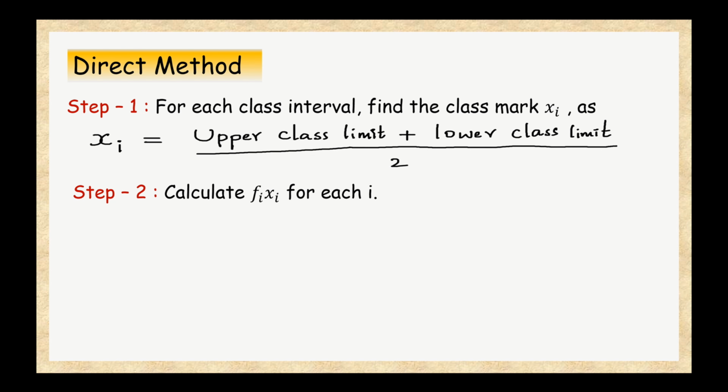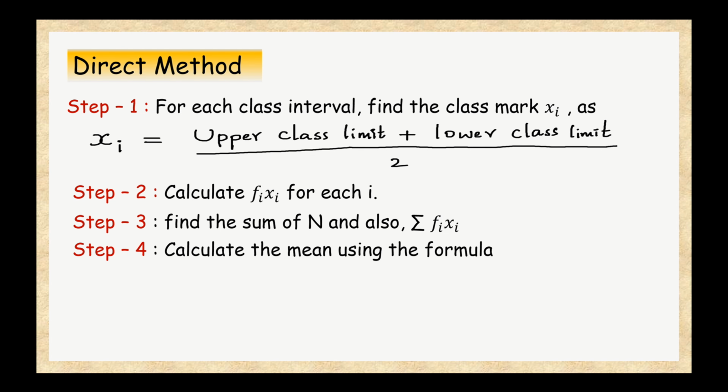In step 3, calculate capital N and summation fi xi, where you need to add all the values in the frequency column and also the values in the fi xi column. In step 4, calculate the mean by substituting the values into the formula. Mean is equal to summation fi xi by summation fi. Now we are ready to apply these steps to a problem. Let's go through an example.